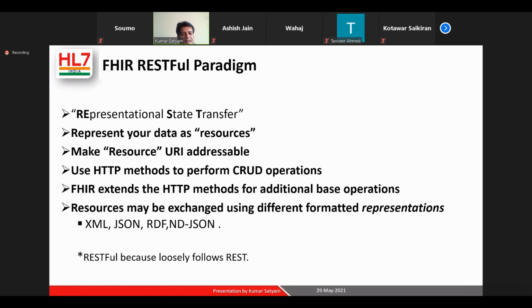Okay, and resources can be exchanged over the wire in different formats. So you can use either XML or JSON, which are the most predominantly used. You can also use the Turtle RDF format, and NDJSON right now is being used for bulk exchange of FHIR. So FHIR follows the REST paradigm loosely, and that's why it is safe to call it a RESTful paradigm instead of REST. So that's about the RESTful paradigm.